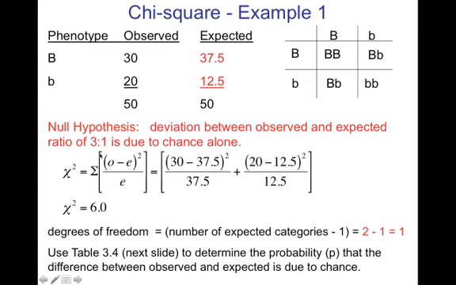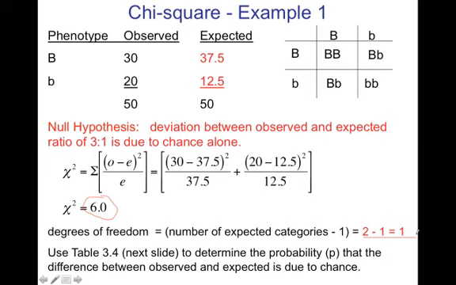We then subtract them, subtract 37.5, square them, and divide by our expected. In this case, it's going to be 37.5. And then we do that with our category for little b, and then we add them together. So if you're not comfortable doing this yet, based on the practice problems in lab, go ahead and work this through again in your own format here, and make sure you get the same answer. When we do this, we get a chi-square value of 6. And our degrees of freedom, as we said on the last slide, is 1.